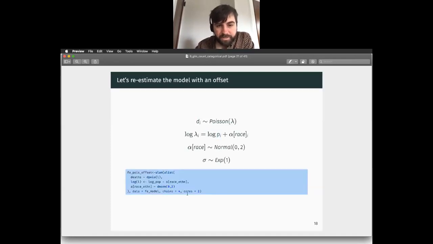Okay, so here's how we estimate the model. All I did was add log pop into the equation, right? But then notice it's not B times anything, A times anything. It's just log pop. So it's pretty simple to estimate. That's exactly the same as the prior model I ran. I only added log pop into it. Same exact thing.